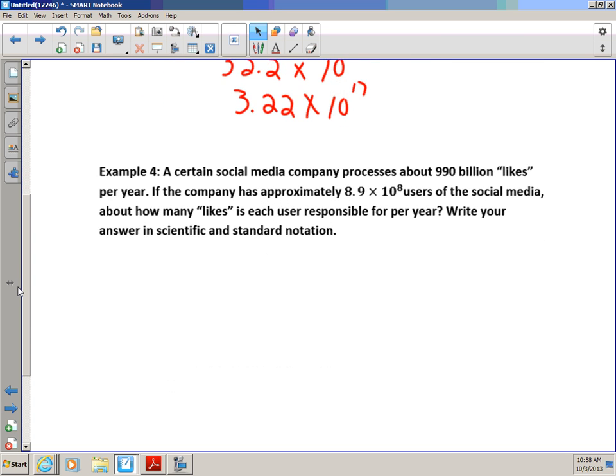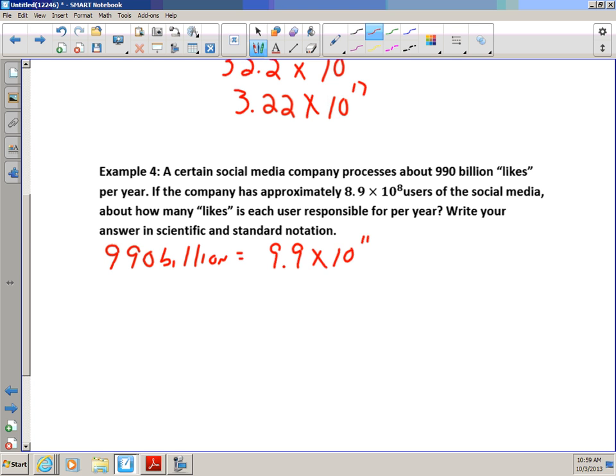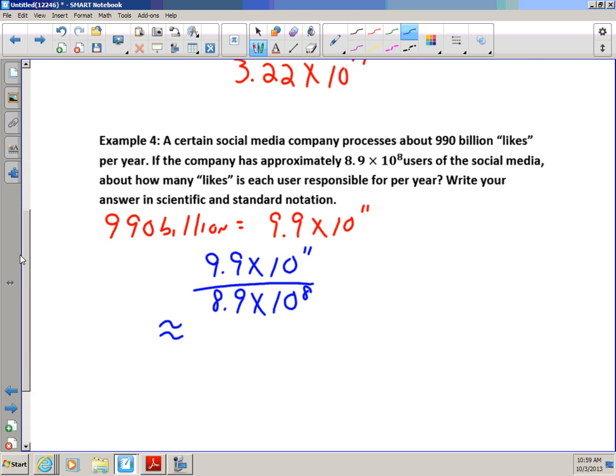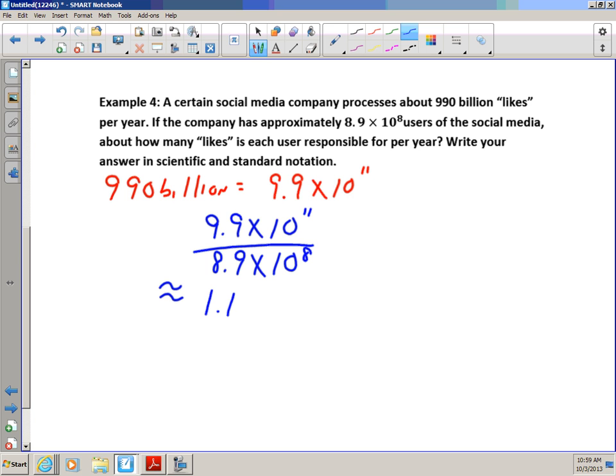Well, 990 billion, you have to be careful. We know billion means 9 zeros, but I still have 2 decimal places, so it's 9.9 times 10 to the 11th. So I want to divide the likes by the users. I'm going to use approximation here. 9.9 divided by 8.9 is approximately 1.1, and 10 to the 3rd power.